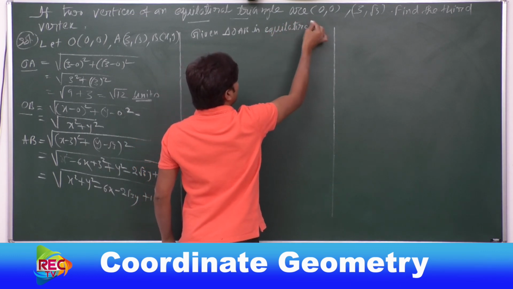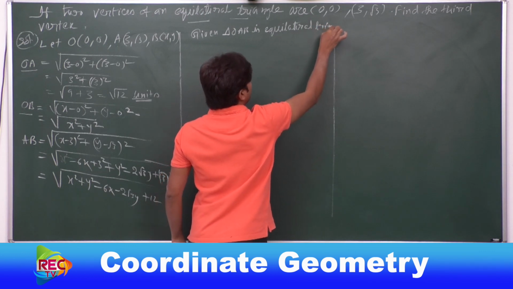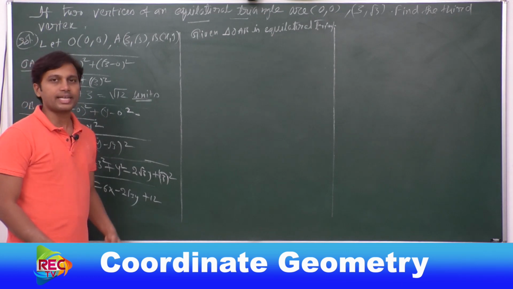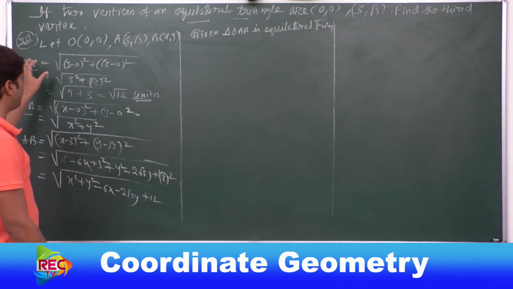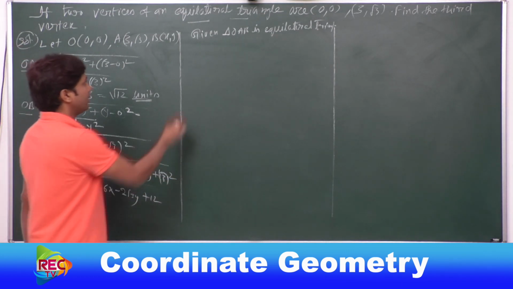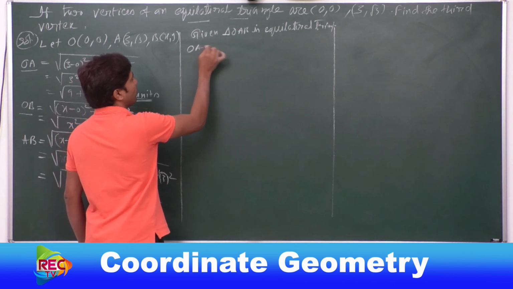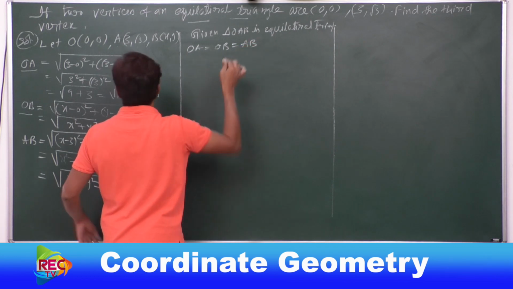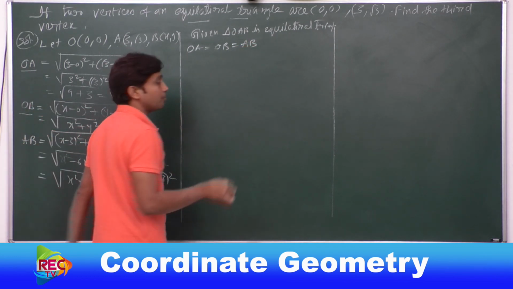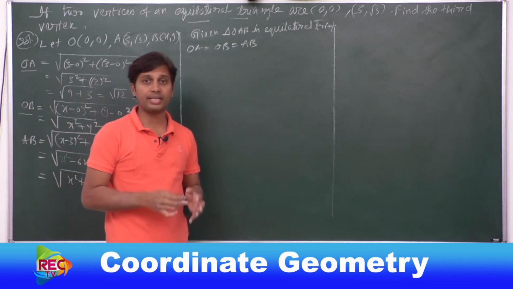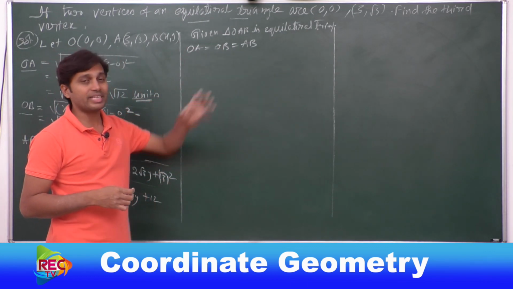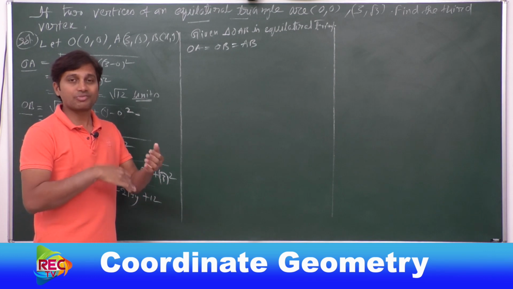Equilateral triangle. Okay, since it's an equilateral triangle, all the sides must be equal. So OA equal to OB equal to AB. This means these three sides should be equal because it is given that it is an equilateral triangle. Okay, so now when three numbers or three expressions are equal, then their squares also would be equal.